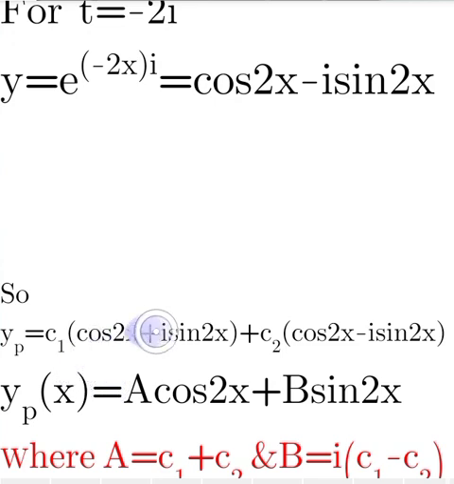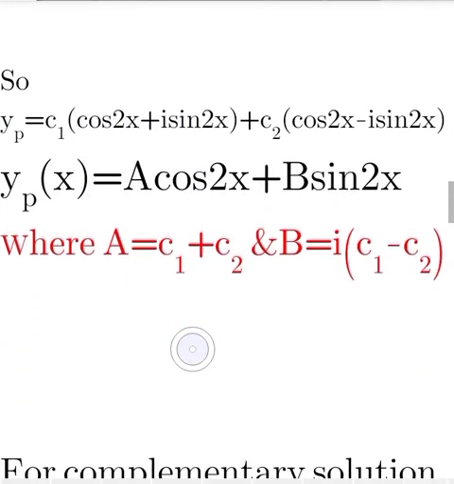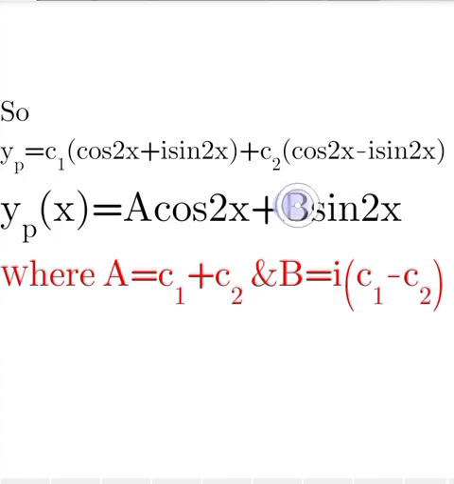However, when you collect like terms, you can transform this into just the form a cos 2x plus b sin 2x, where a is that and b is equal to that. Actually, this is the common form.